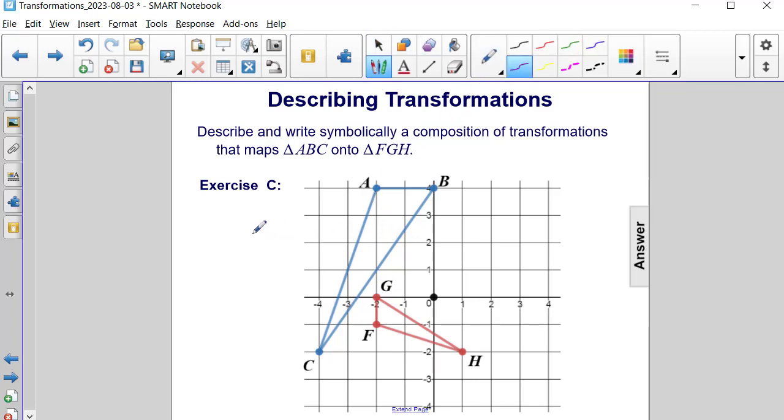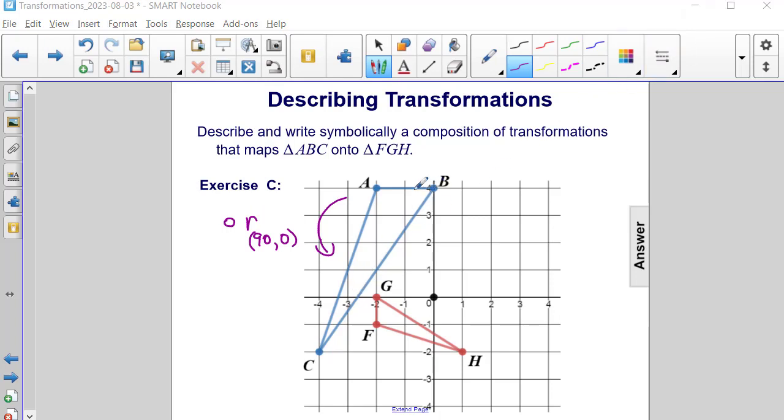So let's start with that. We have a rotation. Notice we're going from AB being horizontal to FG being vertical. So it's going in this direction. So it's a rotation of 90 degrees counterclockwise about the origin. Okay, that's our first transformation that we have.